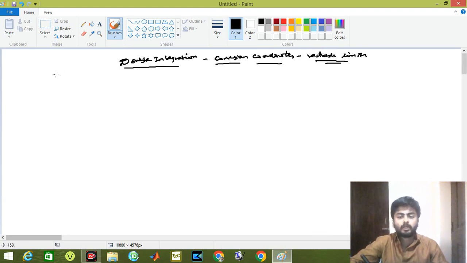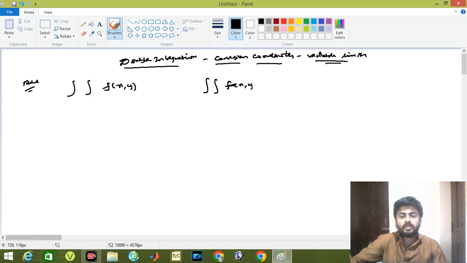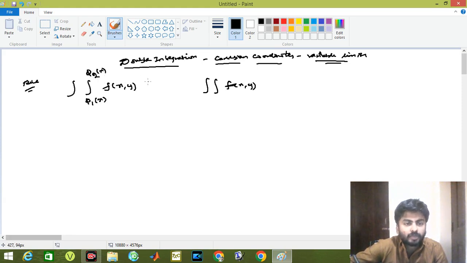Before going to the topic, you have to know one rule. You are having two integrations and a function of x and y. The rule is: when the inner integral is of functions of x, please note it clearly and write it down. When f of x comma y is integrated and the inner integral has limits that are functions of x, then the first integration should be with respect to y and the next integration should be with respect to x.